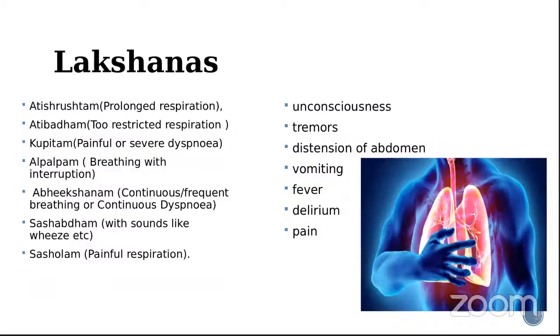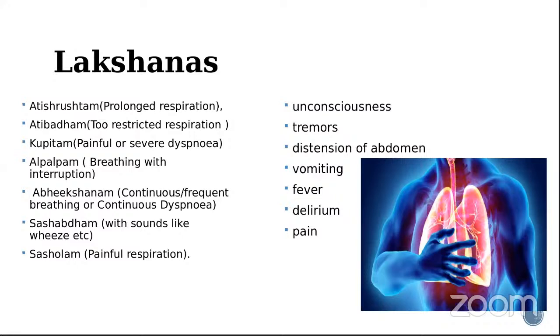Now let's see the particular lakshanas mentioned for Pranavaha Srotas by our classics. First, there are a few lakshanas mentioned by Acharya Charaka. The first lakshana mentioned is Ati Srishtam. Ati Srishtam means your breathing pattern will be too extended or prolonged. We'll see the details later. The second one is Ati Baddham. Baddha refers to some kind of restriction or obstruction in your breathing, so the respiration will be in a restricted form.